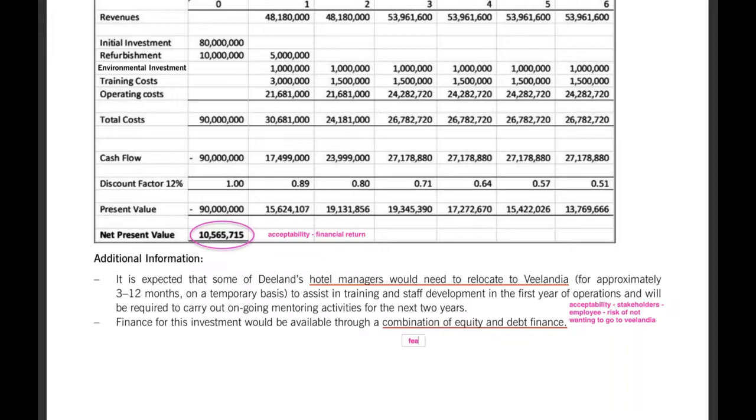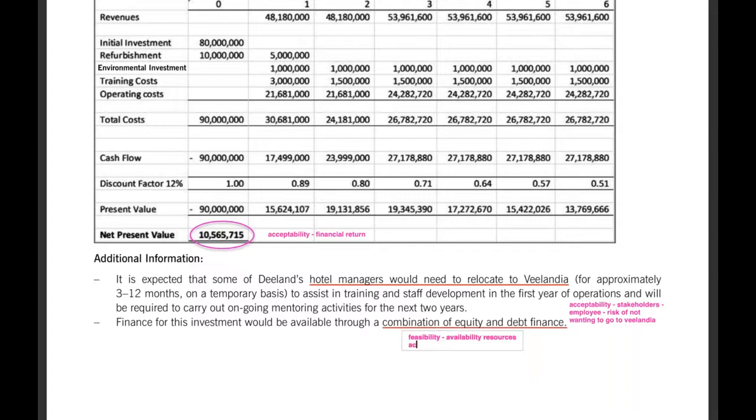Here can be for your feasibility, where you mentioned the same points, the availability of resources. If you want to use it for feasibility, then you have to talk about the availability of resources that they can use for this particular acquisition, which may be coming from equity and debt financing.